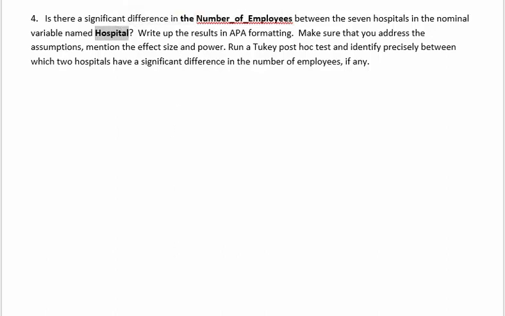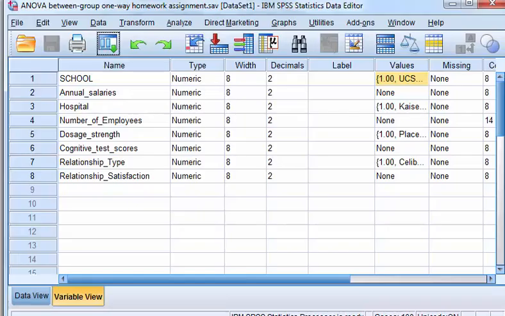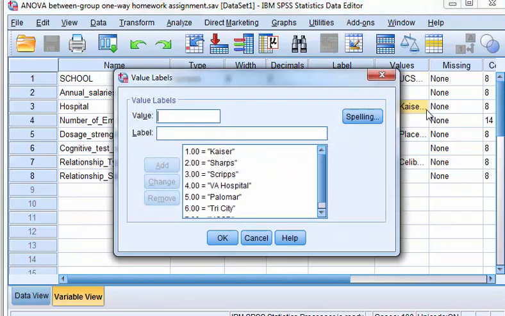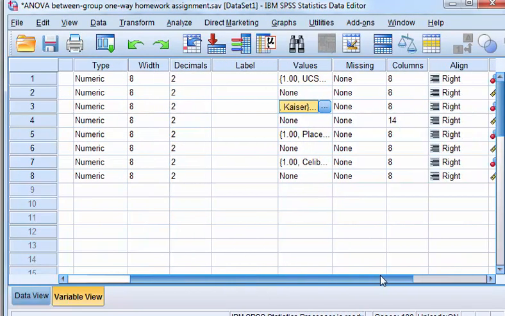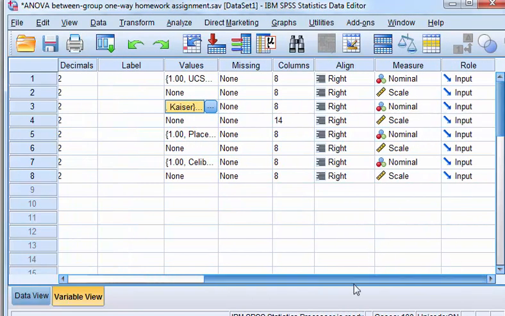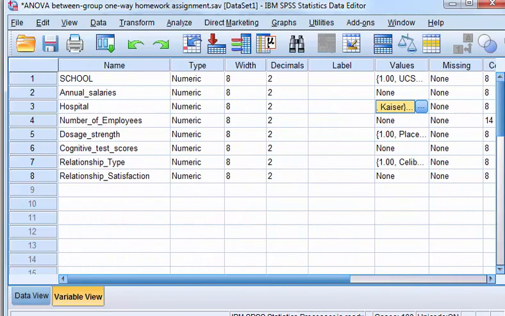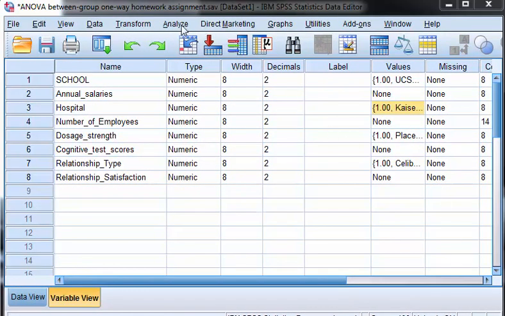Let's get to the data set. So there it is right there. Hospital is a nominal variable, and here are the different hospitals labeled by number. Number of employees, let's make sure they're right, nominal and scale. So we're good to go. We're going to check the normality first.